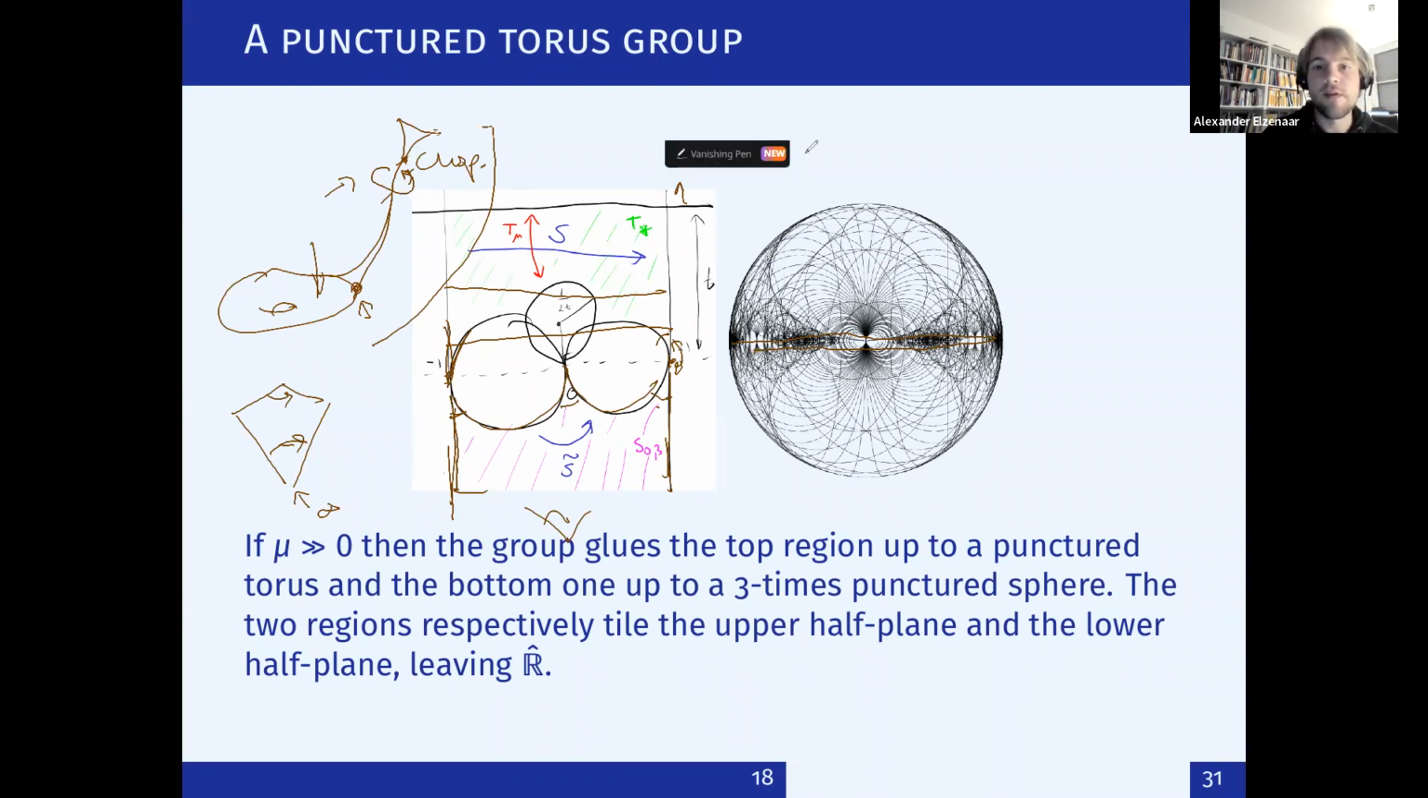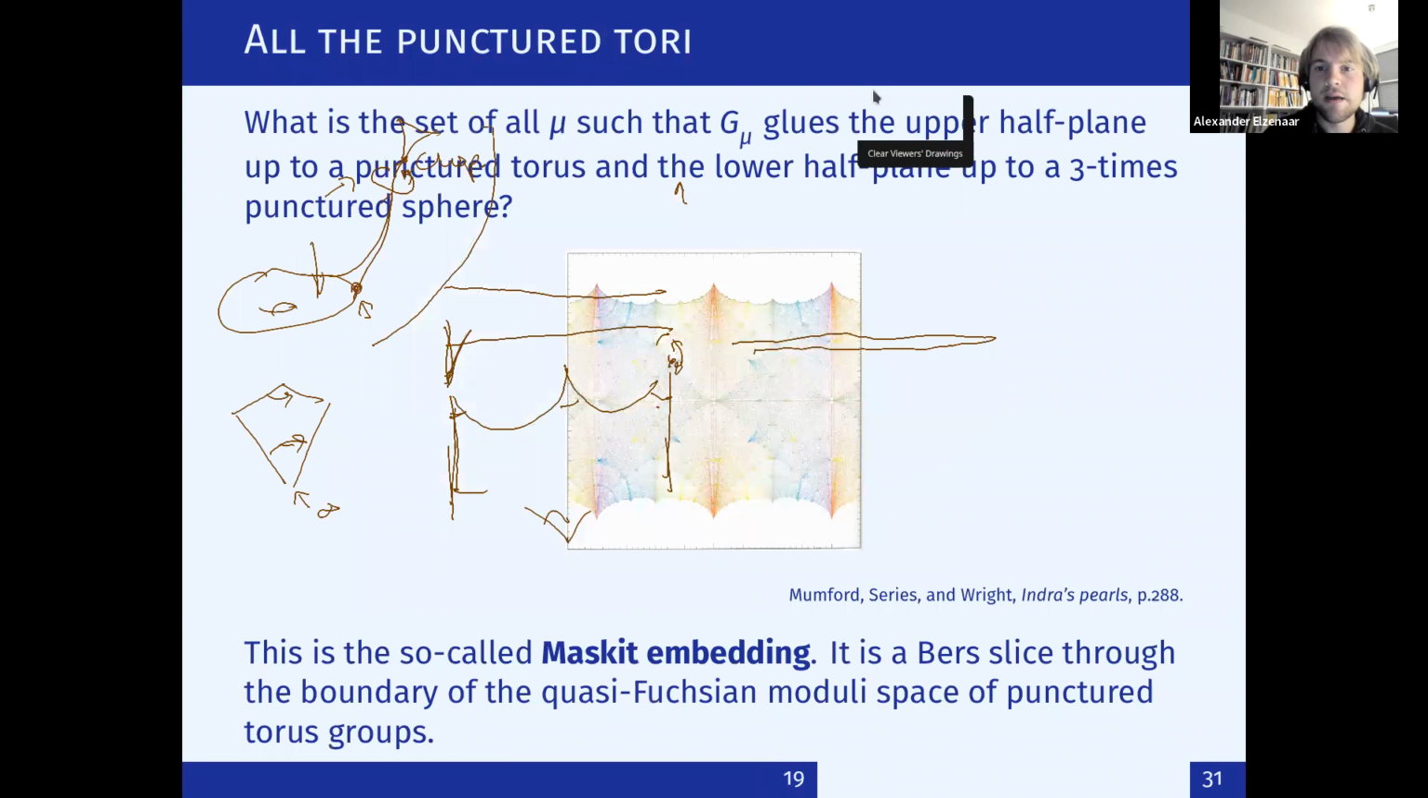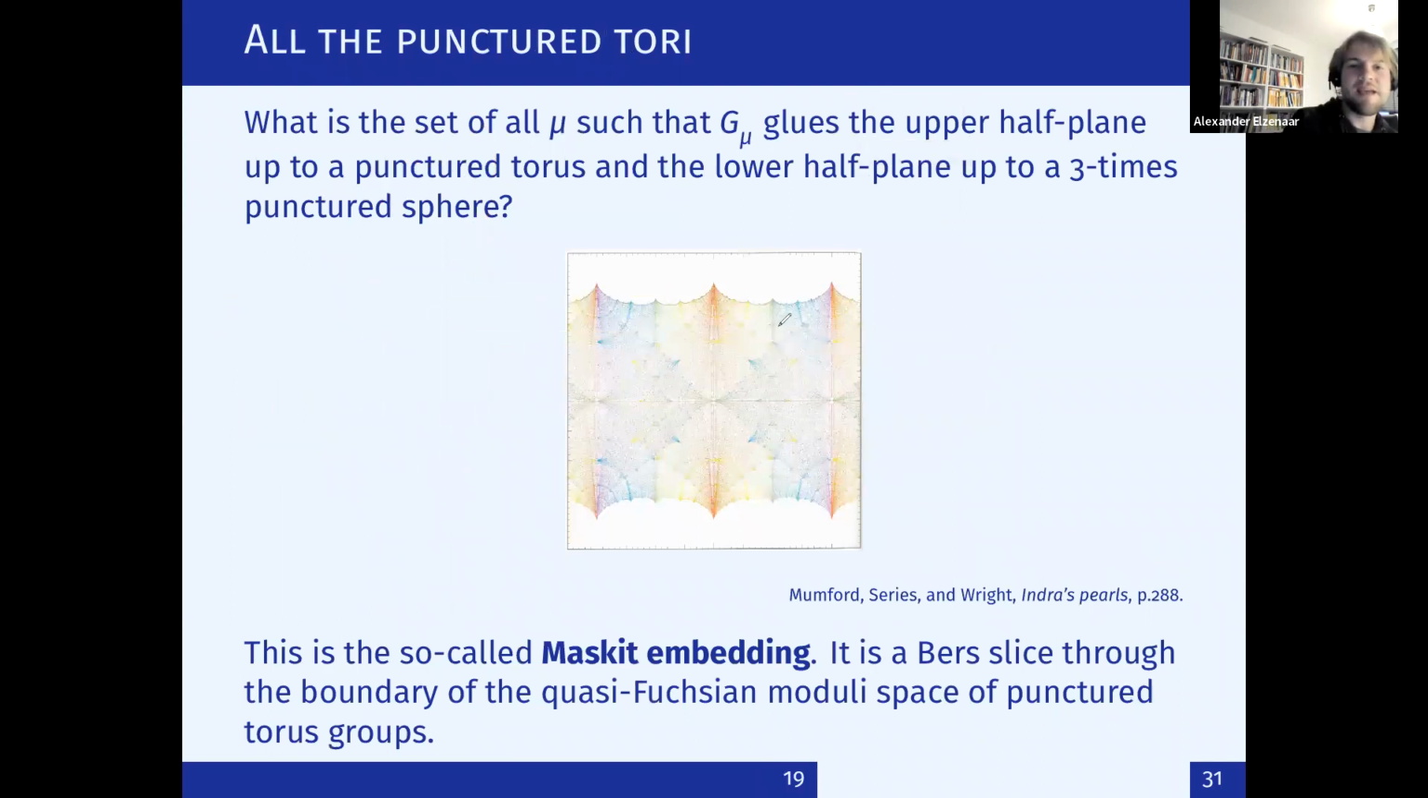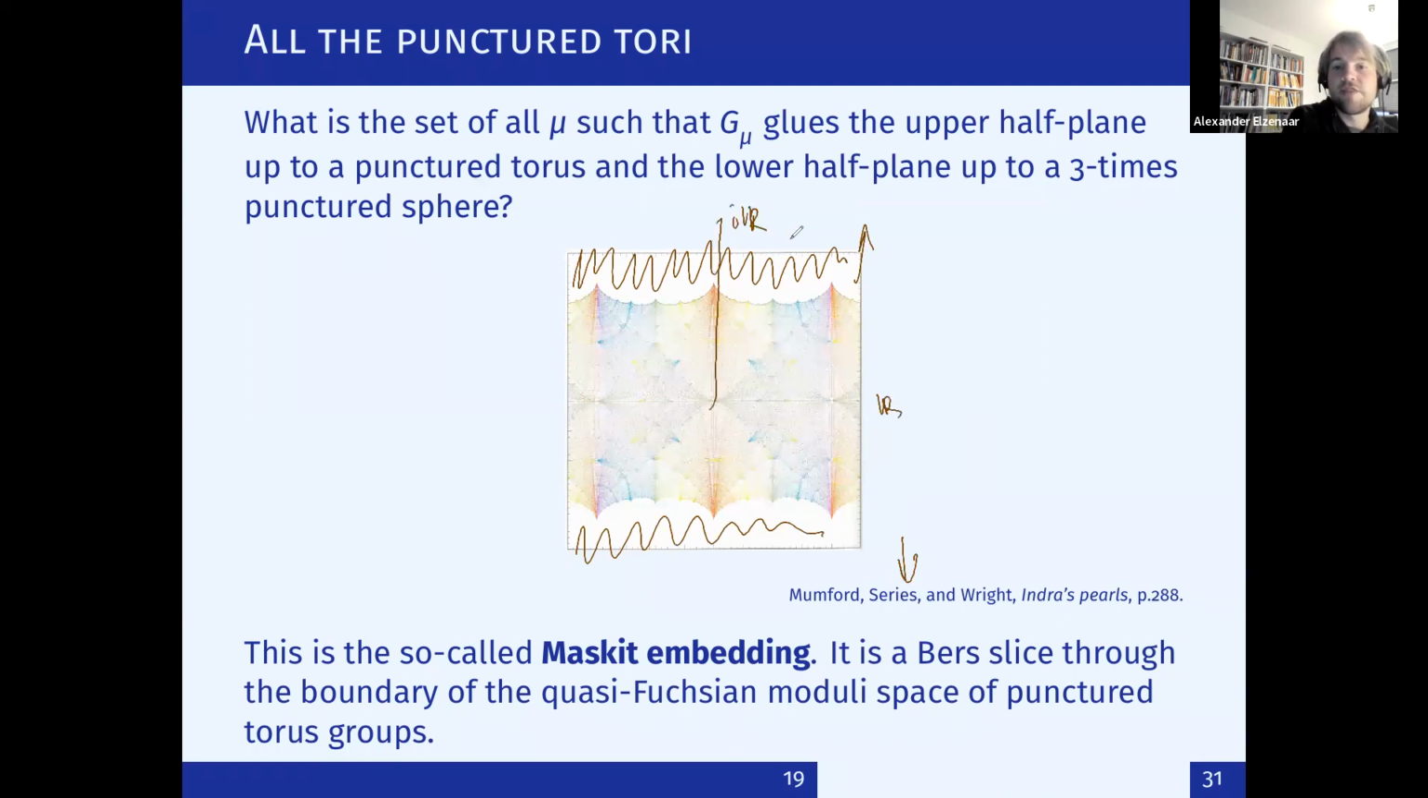And that group is the so-called Maskit embedding of this Bers slice. And it looks like this. So this is the Maskit embedding of all the mu, such that G mu glues the upper half plane to a punctured torus and the lower half plane to a 3 times punctured sphere. And it's unclear from this picture, but the set of mu is actually the stuff that lies above here and below here. So everything that's close to this is the real line, and this is the imaginary axis.